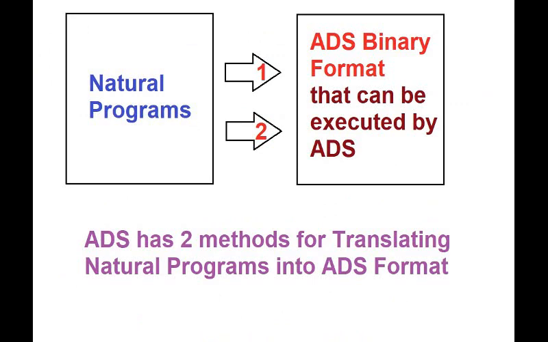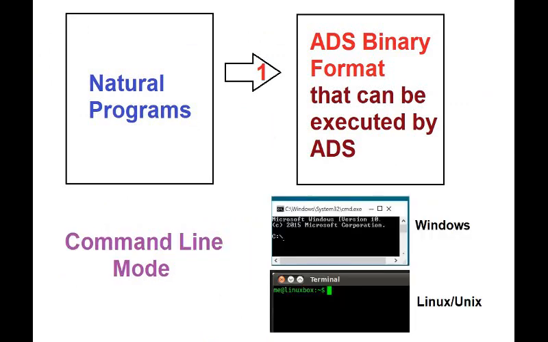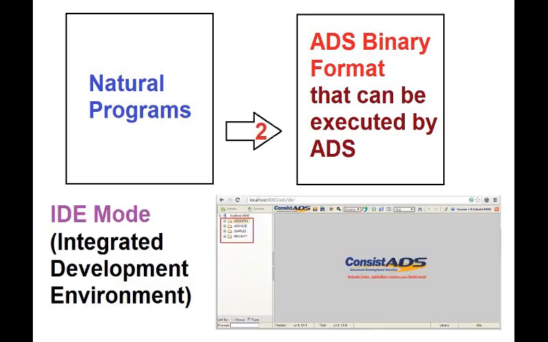The two translation methods are command line mode, also called batch mode, that can translate many natural programs at the same time, and IDE mode, that stands for Integrated Development Environment, that is used to visually edit, translate, and run one natural program at a time.